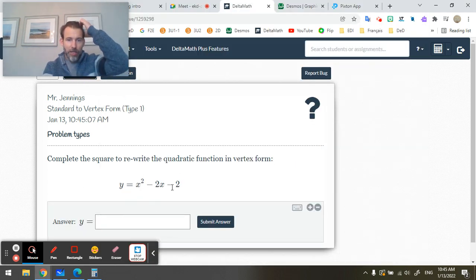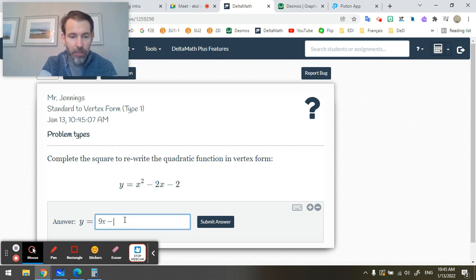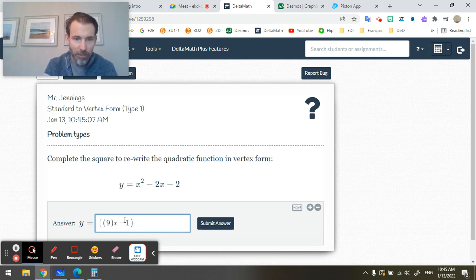Let's do one more. x squared minus 2x minus 2. So let's do it in our heads first. Minus 2 over 2 is minus 1. Minus 1 squared is 1. So my Jerry Maguire number that will complete this square is 1. So I'm going to add and subtract 1 from this equation. So I'm going to get x minus 1, and it's not parentheses, that's a bracket, Mr. Jennings.